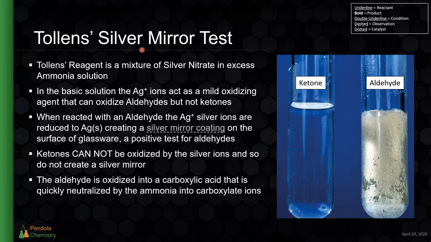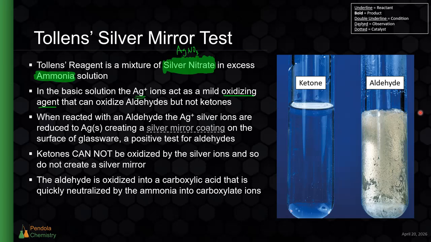So what is a Tollens Silver Mirror Test? Tollens reagent, which is, anytime we say reagent, it's usually a mixture of things. Tollens reagent is a mixture of silver nitrate in excess ammonia. So that Tollens reagent is a mixture of both AgNO3 and NH3, ammonia, in aqueous solution. Because that silver ion from the silver nitrate, AgNO3, is in a basic solution, it's going to act like an oxidizing agent, and that creates a very mild oxidizing environment, very mild oxidizing agent.